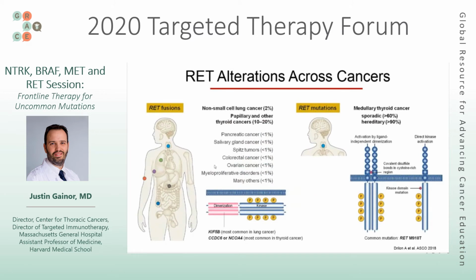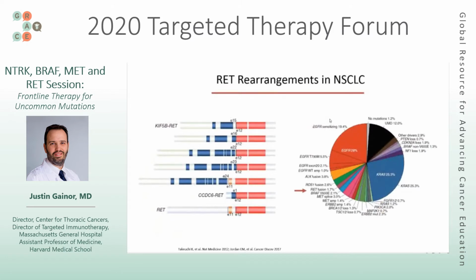So again, I'm going to start on the left here. RET fusions, or RET rearrangements, are found in 1 to 2% of lung cancers, but they're also found in other cancers. They're found in thyroid cancer, and then at very, very low frequencies in many other cancers. We don't really see RET mutations, those point mutations, those little changes, in lung cancer. We see them in other cancers.